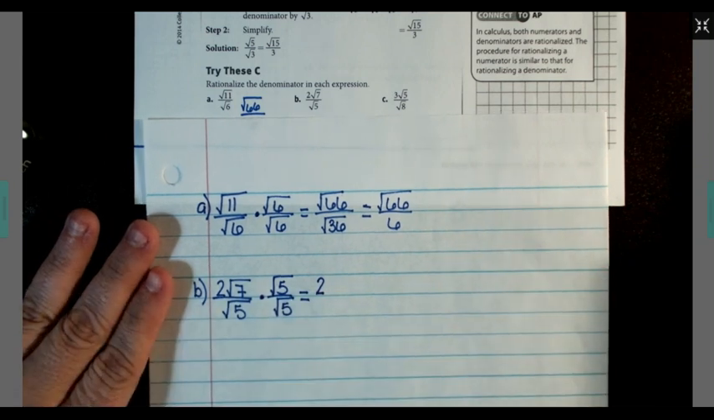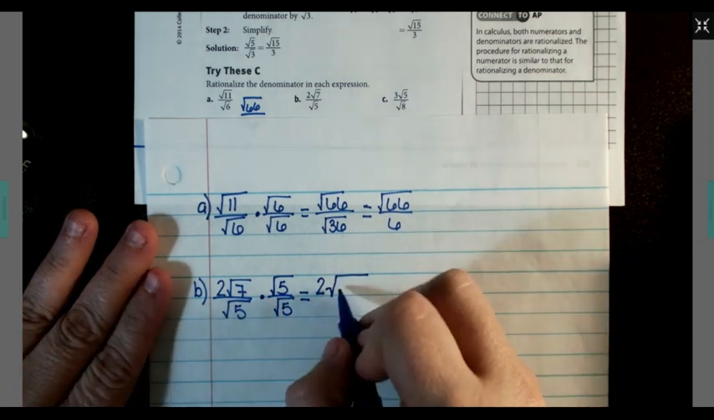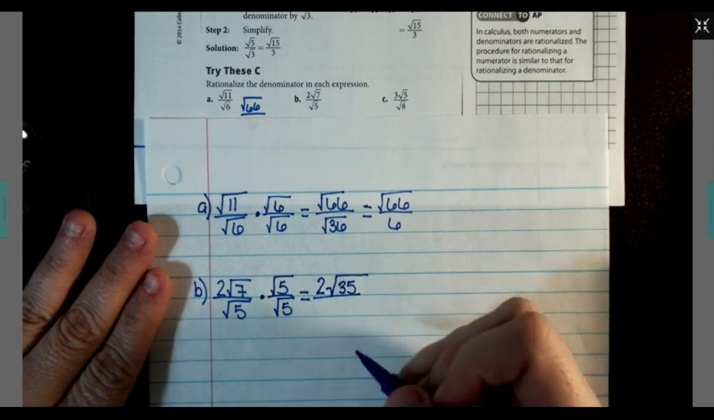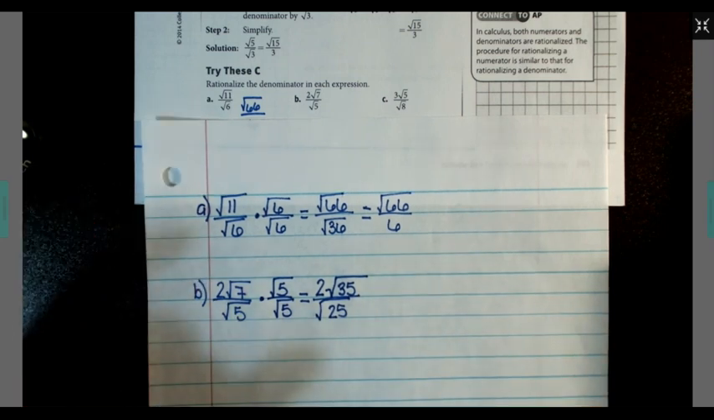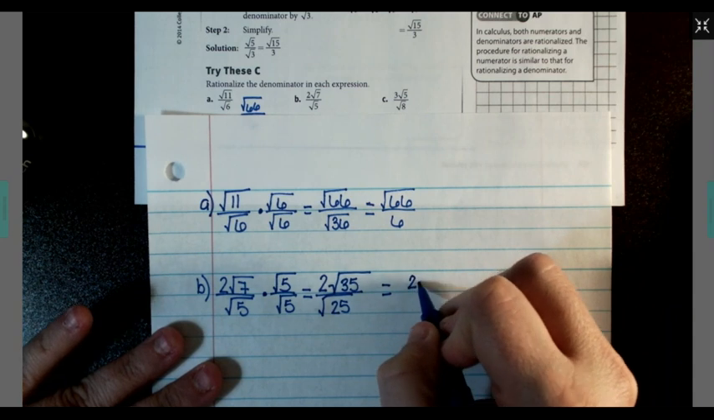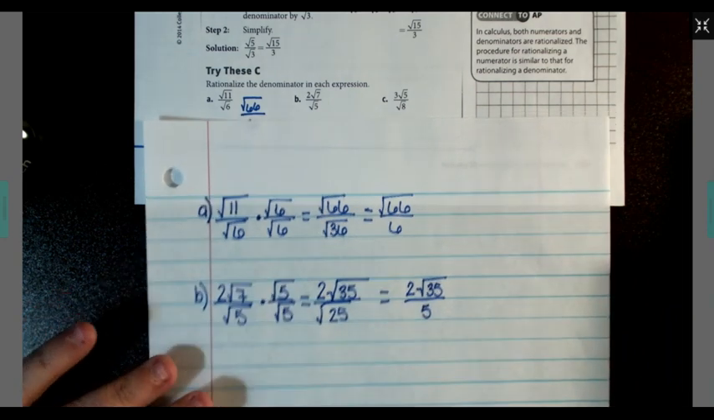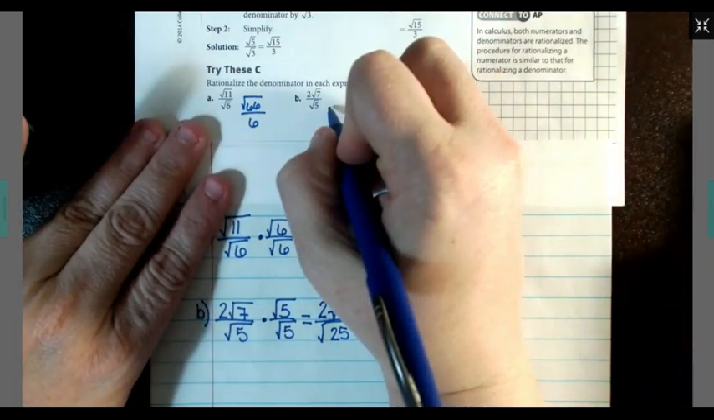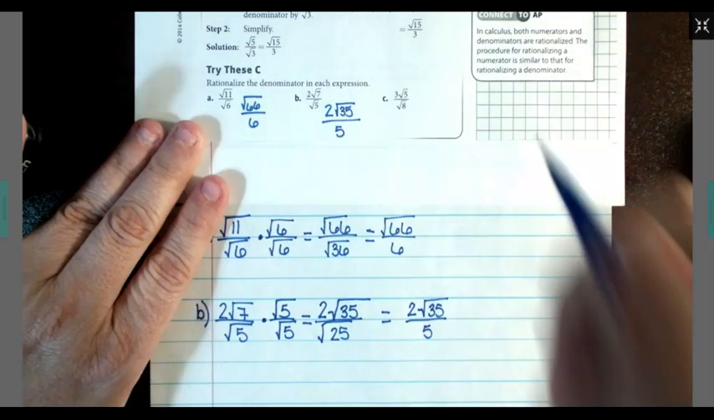Well, the 2 is going to stay outside as a coefficient. And 7 times 5 is underneath the radicand, so it's going to be 35. In the denominator, we're going to have the square root of 25, because 5 times 5 is 25. And we know that that's a perfect square. You set it up that way whenever you multiply it by itself. So we have 2 square root of 35 over 5. So that was 2 square root of 35 divided by 5.